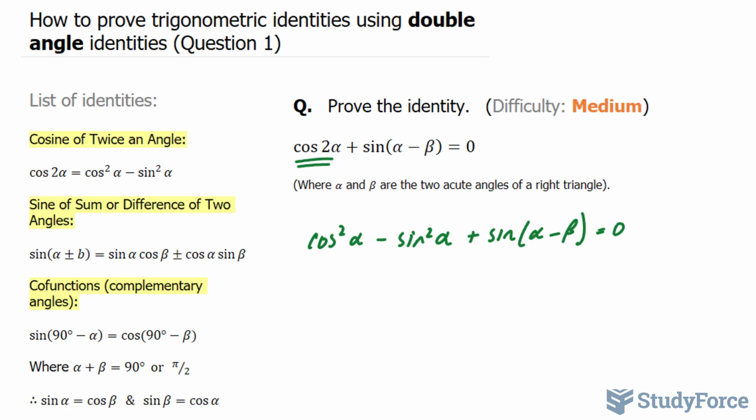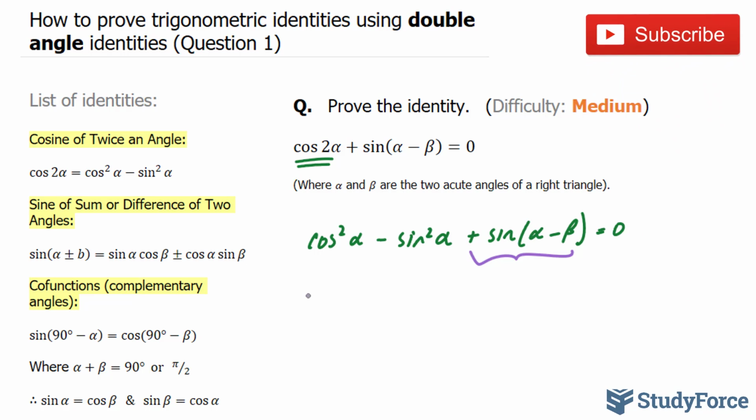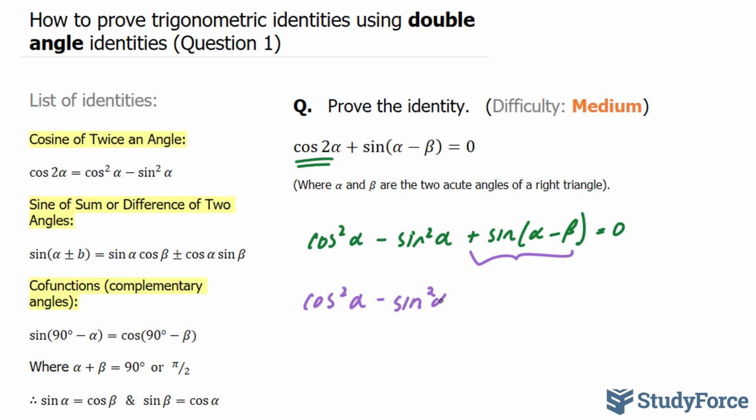Furthermore, we will change this part of the expression using the difference of 2 angles for sine, which tells us that if we have minus in between the 2 angles, we will convert this expression to one that looks like this with minus in between those 2 terms. So let's rewrite everything with that in mind. We have cosine squared alpha minus sine squared alpha. That part hasn't changed yet. Plus sine alpha cosine beta minus cosine alpha sine beta. And that's equal to 0.